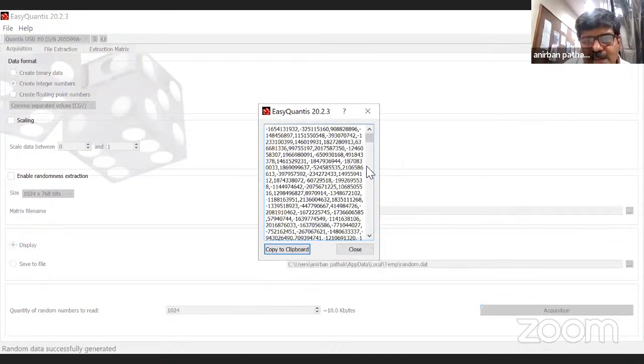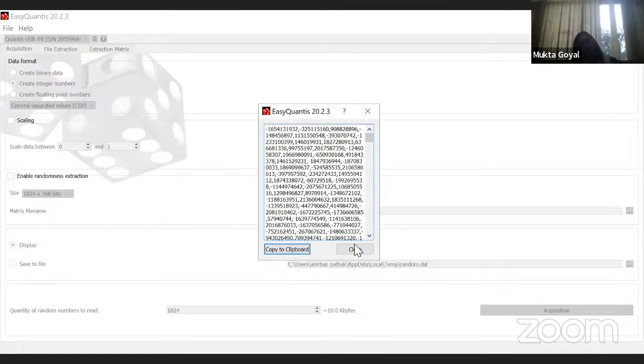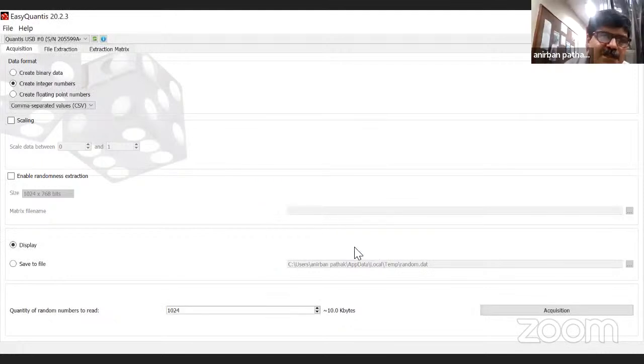So you see that these are the random numbers I generated, and you can copy to clipboard, you can do NIST tests, whatever you want. As big as you want, you can do it. You can change the size and everything. So this is a quantum random number generator. Quantum random numbers. And if somebody wants to use random numbers for some other purpose, they can ask me to generate the numbers, and we can supply them.